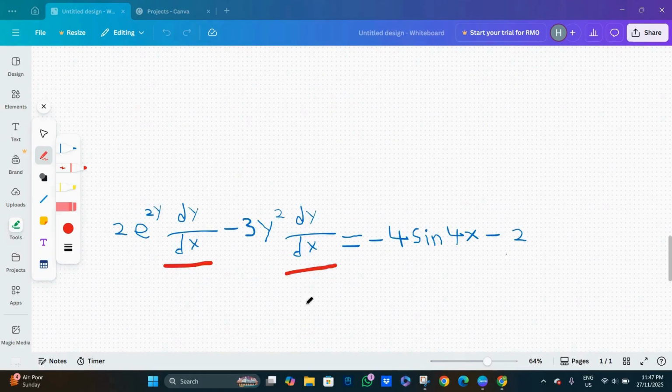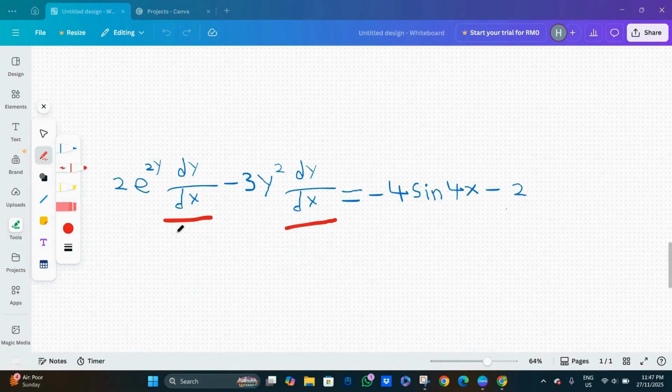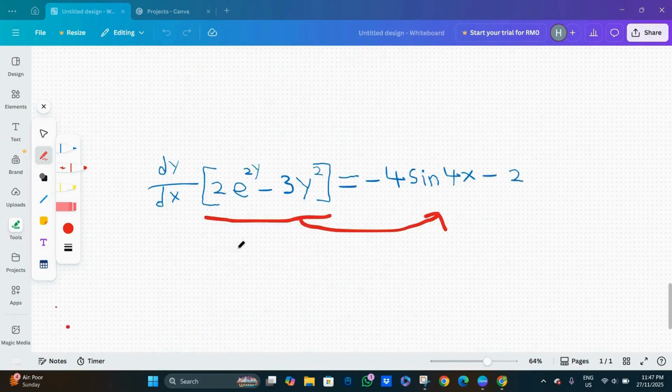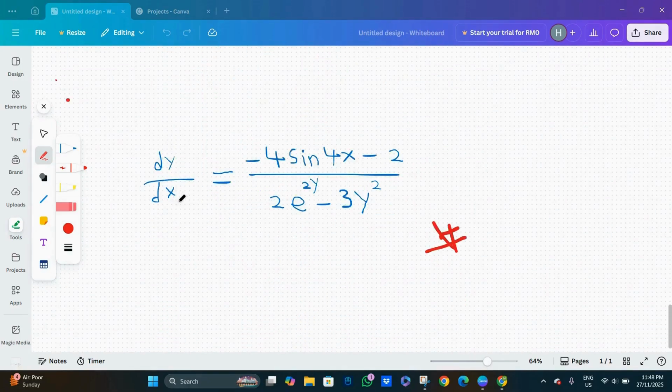Next, this is the equation after we make sure the left side only contains dy over dx and the right side only contains the other numbers. After that, we need to simplify the left side by taking out dy over dx and putting the other numbers into the bracket. So this is the equation after we simplify the left side dy over dx. So the answer will be dy over dx equals negative 4 sine 4x minus 2 over 2e to the power of 2y negative 3y to the power of 2.